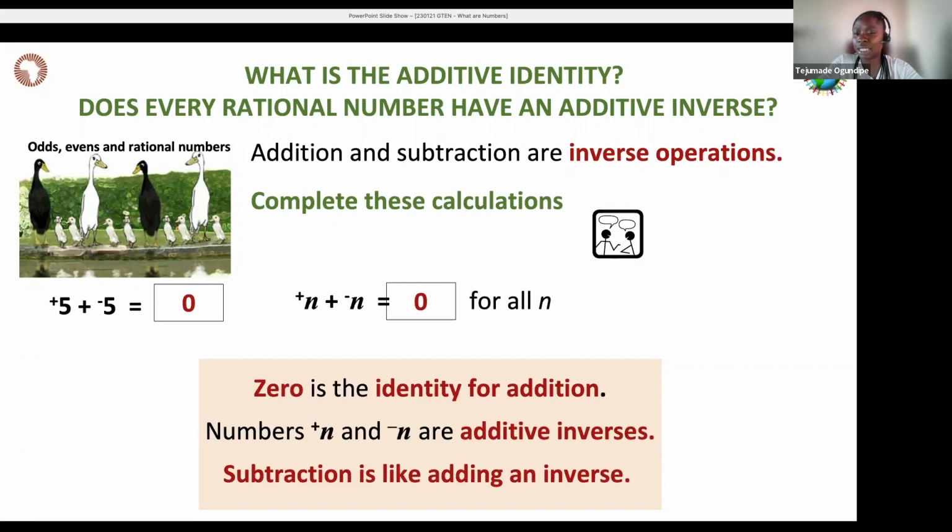Now, complete this calculation: when you have 5 plus -5, which equals 0, and it is also the same for n plus minus n is 0 for all n. So this tells us that 0 is the identity for addition.